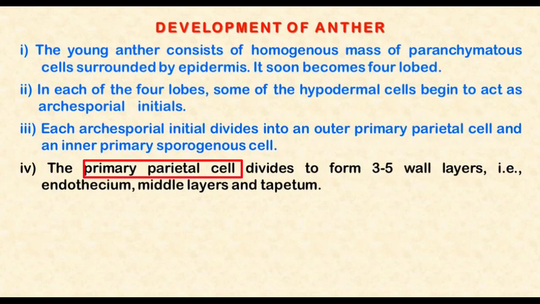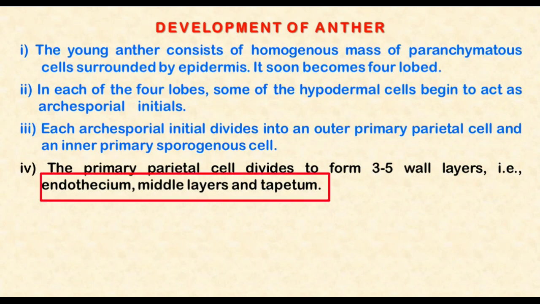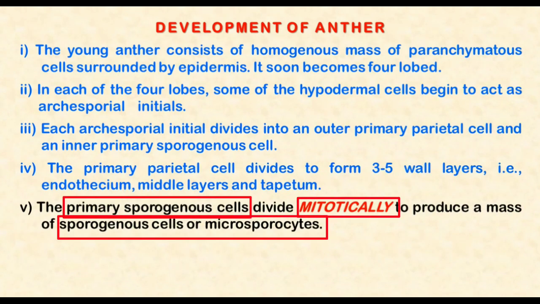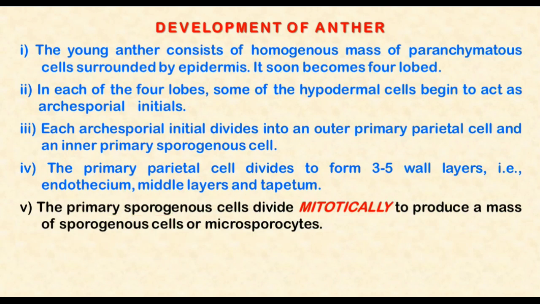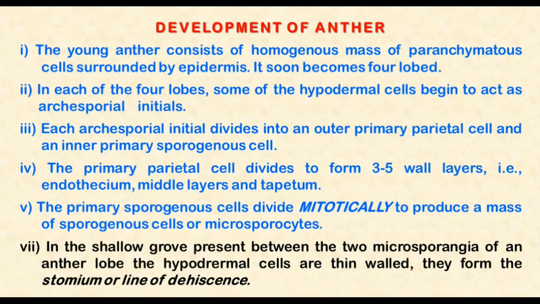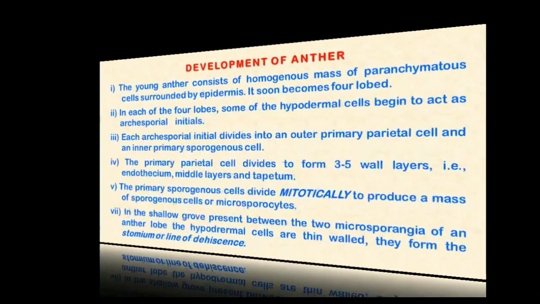The primary parietal cell again divides mitotically to form 3 to 5 wall layers, that is endothecium, middle layers and tapetum. The primary sporogenous cells divide mitotically to produce a mass of sporogenous cells or microspore mother cells. There is a shallow depression between the different microsporangia, and that region is known as the line of dehiscence or stomium.